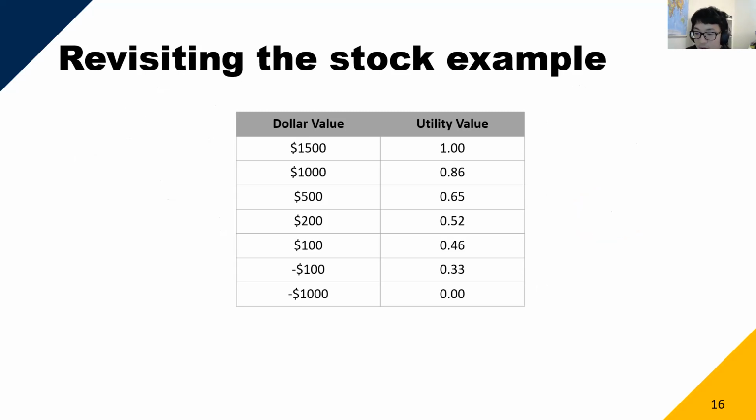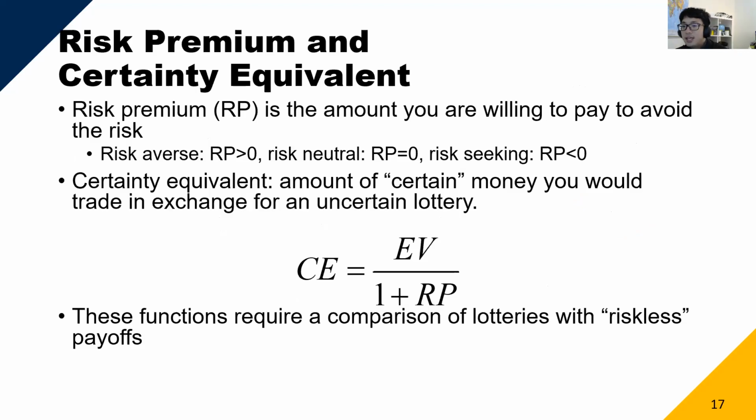We'll talk about one more thing related to this idea about risk. So this is known as a risk premium, which is the amount that you are willing to pay to avoid risk. So risk aversion, so RP, it means that your risk premium is greater than zero.